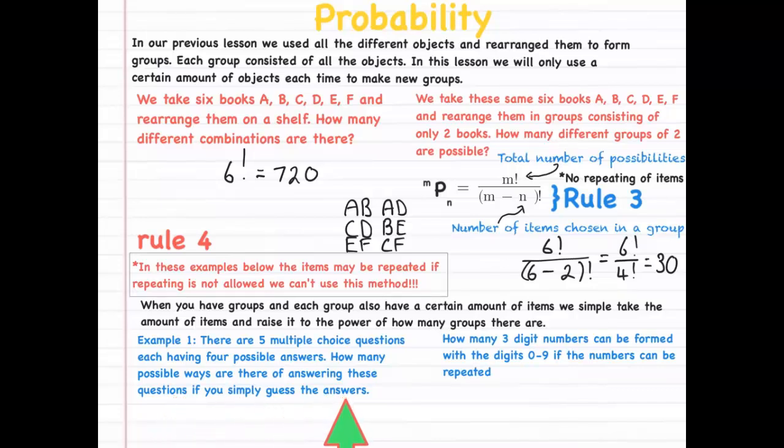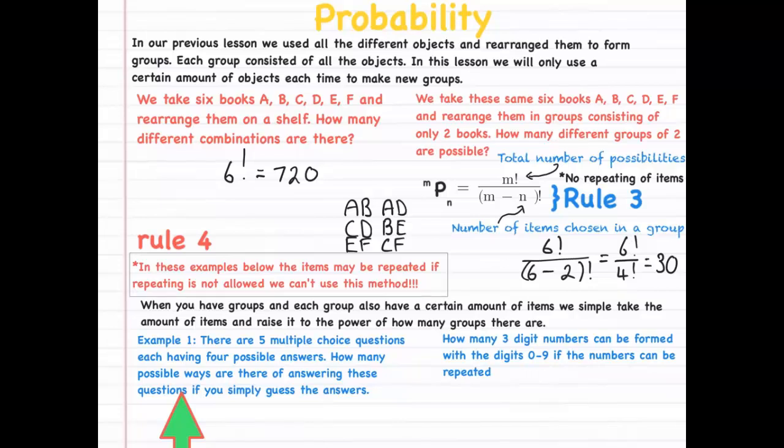Now again, let's use a bit of common sense. If you go to the first multiple choice question, you can choose between, for example, A, B, C, and D, right? Now, if you go to the second multiple choice question, you can choose A, B, C, or D again. So basically, answers can be repeated. And when answers are repeated or items are repeated, we cannot use rule number 3. We will use rule number 4. So this answer is quite easy.